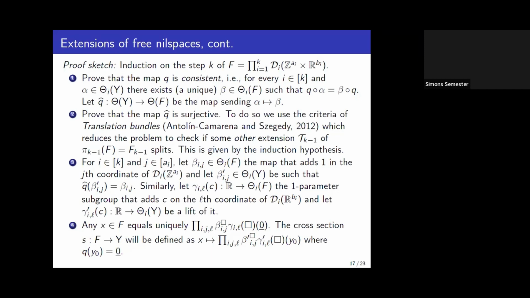x can be represented as applying beta, so just adding the number of ones in every coordinate necessary, and advancing the necessary steps in the continuous coordinates with a continuous argument, this q. And then we just take the lifted version, and this can be proved to be a continuous cross-section, and this shows that the extension splits. This is just the idea.